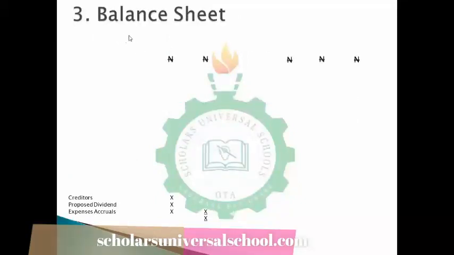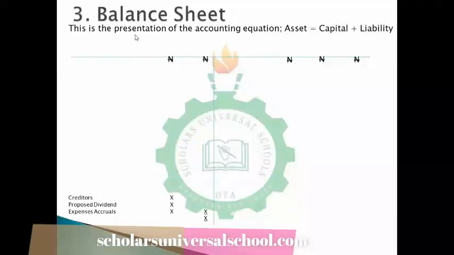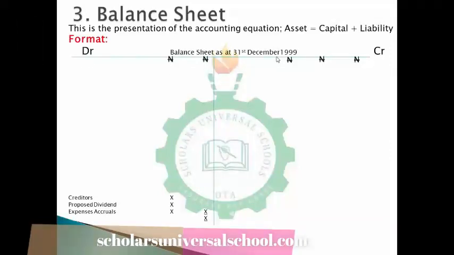And don't forget that the balance sheet is to show the accounting equation, which is assets equals capital plus liability. For the balance sheet, the first thing you have to take note of is to give the title of the account you're preparing, which is balance sheet as at 31st December. Don't forget, for trading profit and loss, it is always trading profit and loss for the year ended. For balance sheet, it is balance sheet as at.